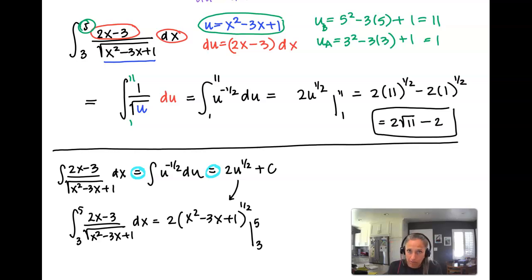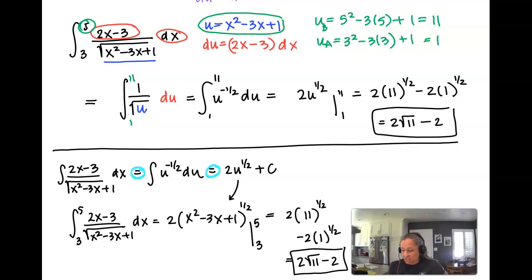And then I can plug in my 5 and my 3 as opposed to the 11 and the 1. This will get me to the same thing. I'm still going to end up with the 11. We've already done this work of plugging in 5 because I did this before. And then we're going to have to subtract off 2 times 1 to the 1/2. It will end up with the exact same answer.